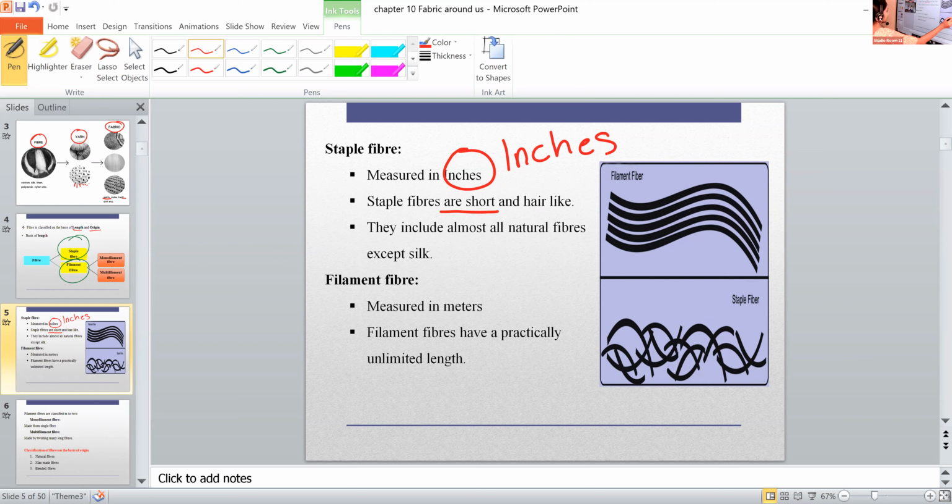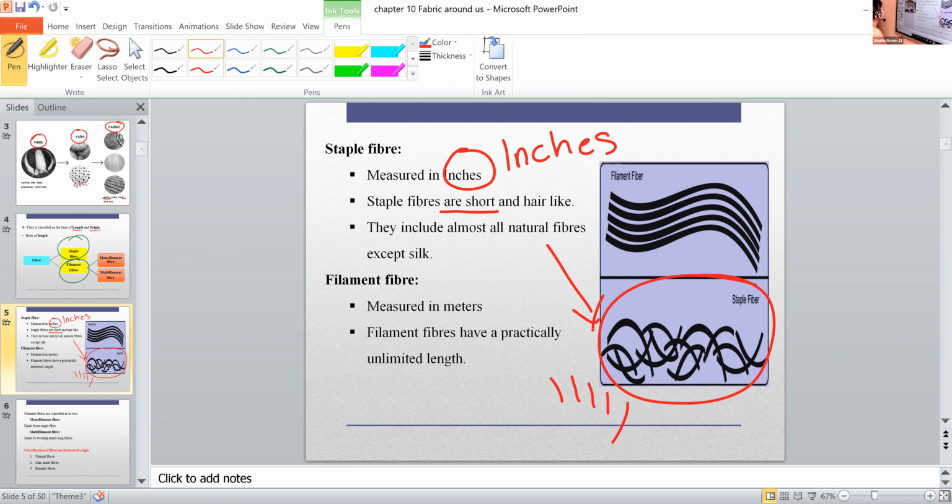You can see the picture, right? Staple fibers are small fibers. Is it clear? That is staple fiber. And these fibers are measured in inches. We can measure in inches, meters, centimeters and all, right? So staple fibers are usually measured in inches.